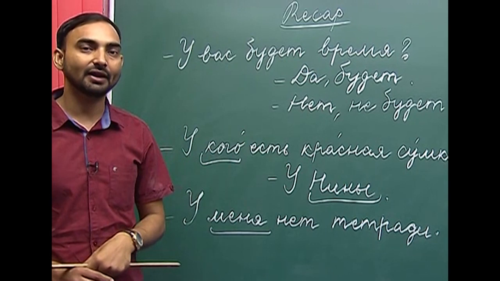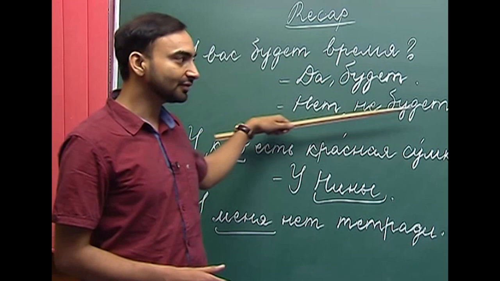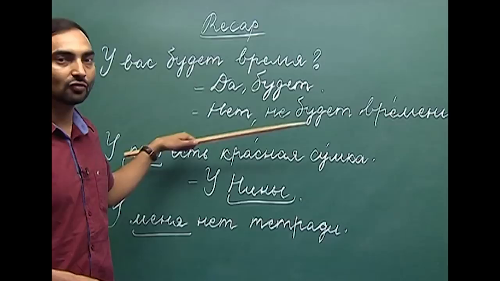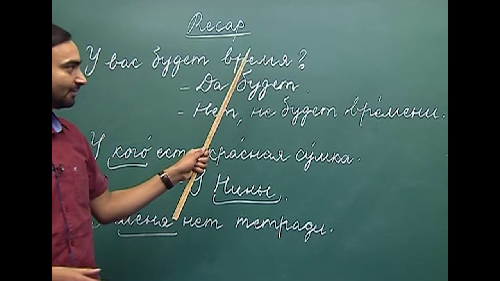So in negative sentence, we have to use the genitive case form of the noun. So время will change to времени. Нет, у меня не будет времени. No, I will not have time. So время, which is a neuter gender noun, changes to времени.